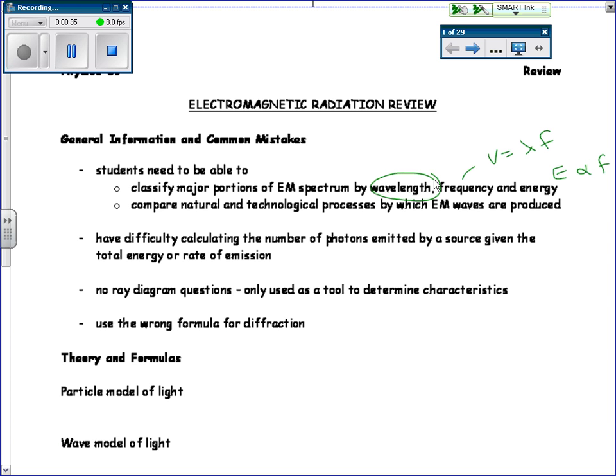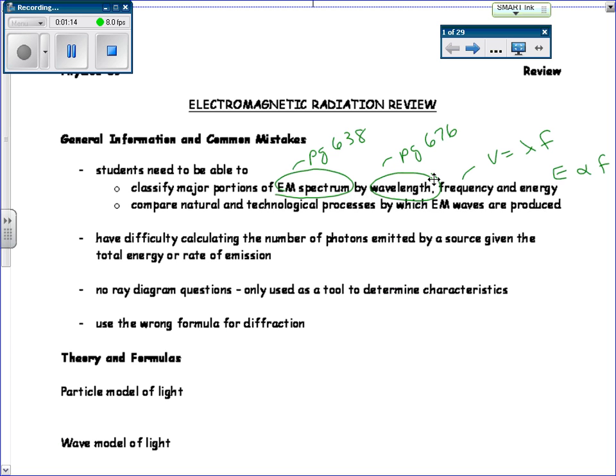You also need to be able to compare natural and technological processes by which electromagnetic waves are produced. So there's a column in the chart in your textbook that has how that EMR is created. I'll just give you the page numbers here in case you forgot. This is on page 676, the list of all the wavelengths of the different colors, and then the main chart of electromagnetic radiation is on page 638.